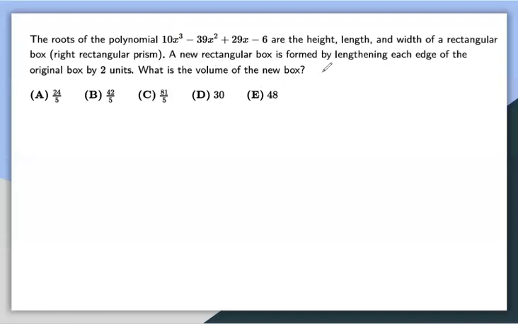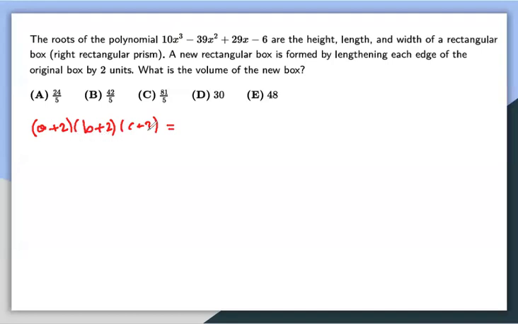Instead of doing that, let's assume our roots are A, B, C. The question is asking us to increase those roots by 2 and then multiply them together, because we want to find the volume of the new box, which is the product of 3 sides. So that should be what we are looking for. Let's go ahead and multiply these and see.